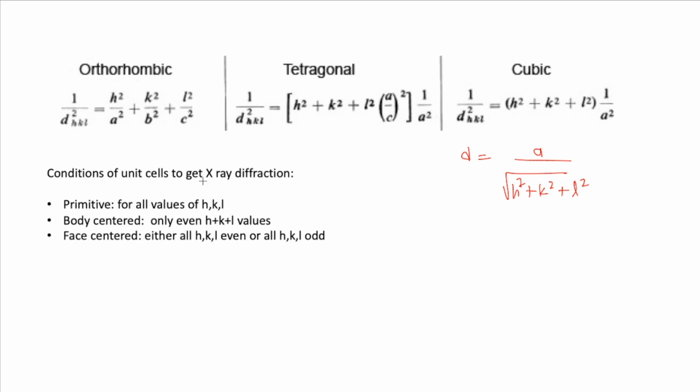Now, the condition of the unit cell to get X-ray diffraction. This is a very important thing, or you can say a shortcut trick which can tell you what type of crystal system it is. For a primitive cell, all the values of H, K and L are allowed, whereas for body centered cubic, only those Miller indices are allowed whose sum gives an even number. So if H plus K plus L gives an even number, then only it falls under body centered cubic. For face centered cubic, the values of H, K and L should either all be even or all be odd. Then only it will be considered a face centered cubic.